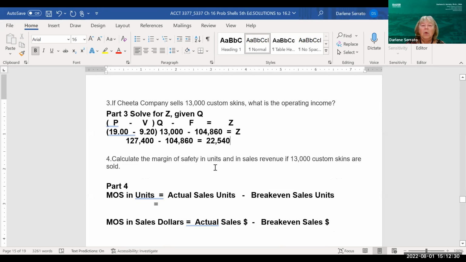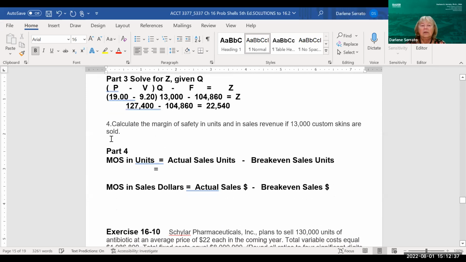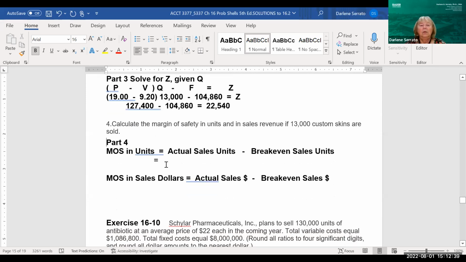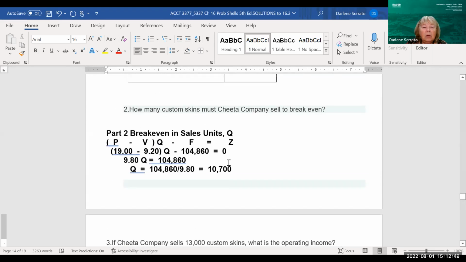So calculate the margin of safety in units and in sales revenue if 13,000 units were sold. So actual was 13,000. Break even, back up here, 10,700.